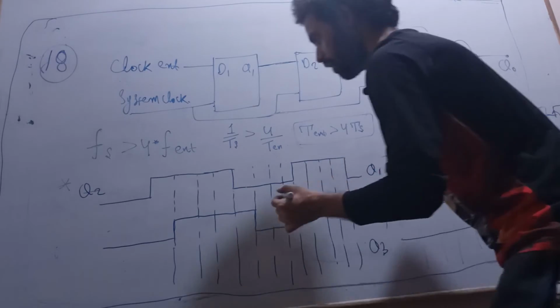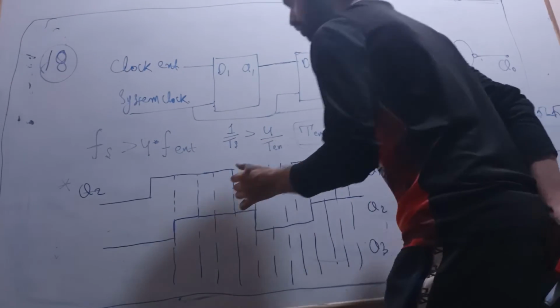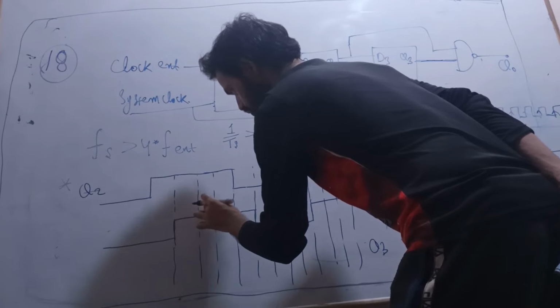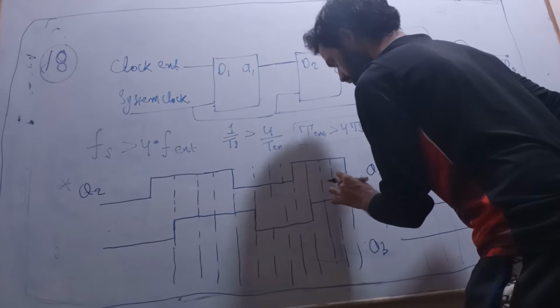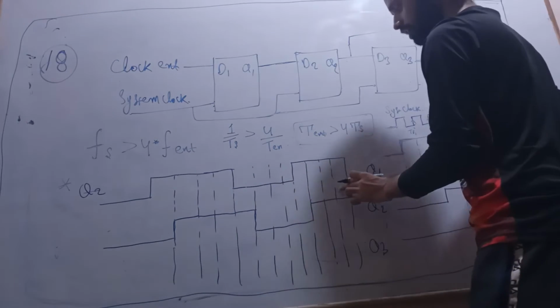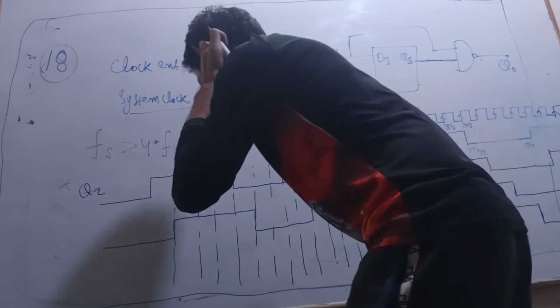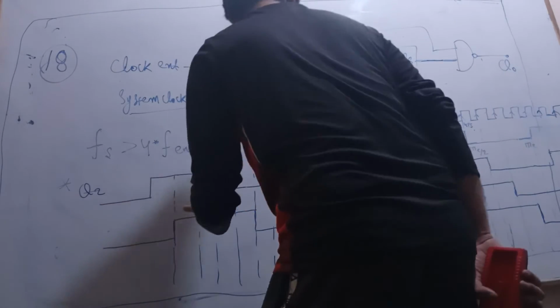Now see up to this. So this total is how much? 1, 2, 3, 4, 5, 6, 7, 8, 9, 10, 11, 12. So now see here, this is my Q3.